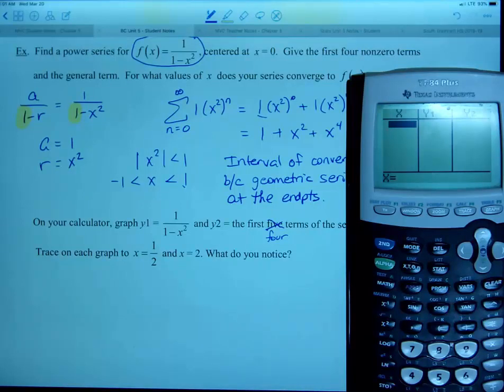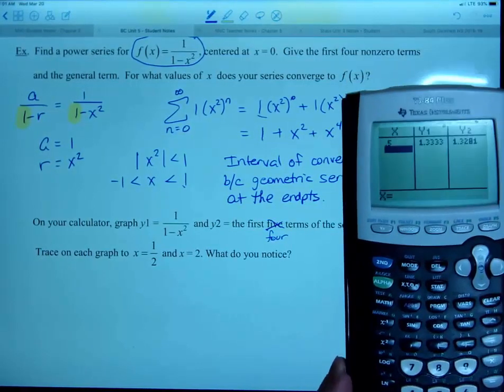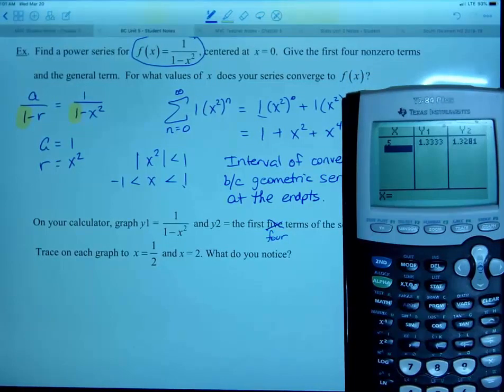Okay, I want you to type in 1/2 to that first X box. Look at the 2 Y values. The first one's the function, the second one's the series. How close are they when you're at 1/2? 1/2's pretty close to 0, so we're getting a pretty good estimate, right? Now it says type in 2. How different are the answers at 2? Extremely. One is -1/3, the other one's 85.